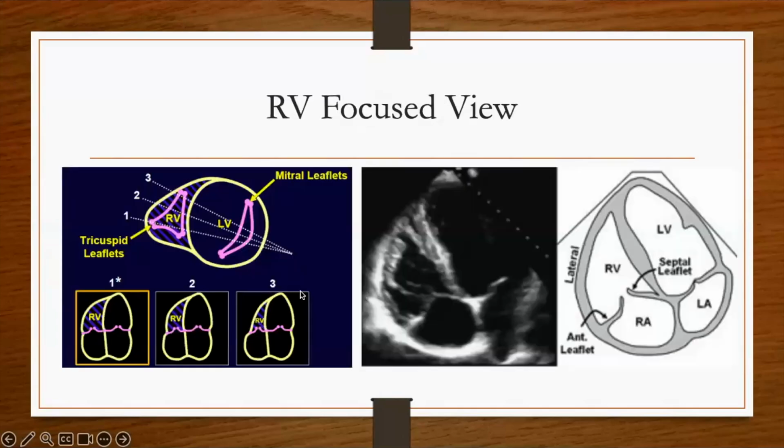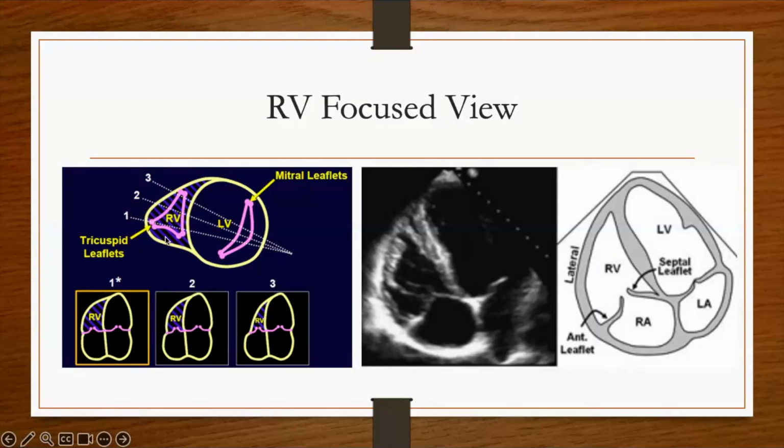I think it's important just to spend a little bit of time on the RV focus view, as this will come up again and again in terms of some of the measurements. As you can imagine, looking at the right ventricle short axis, there's different ways that we can cut through the right ventricle.